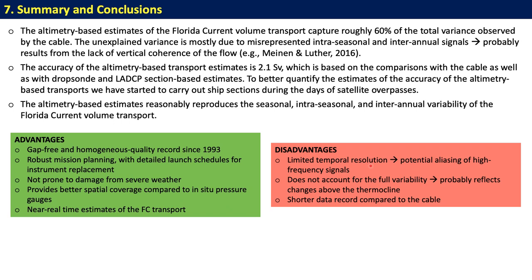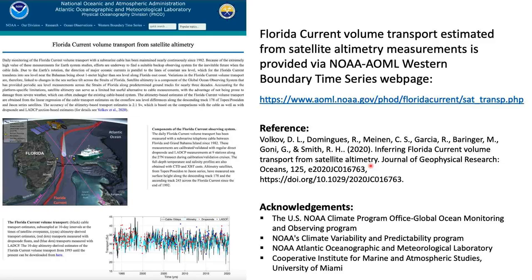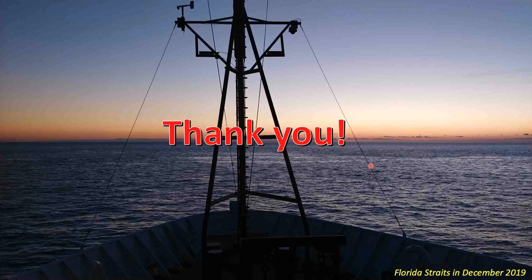So finally, to summarize and conclude, we can say that altimetry-based estimates of the Florida Current volume transport roughly capture 60% of the total variability observed by the cable. And the unexplained variance is mostly due to misrepresentation of intra-seasonal and interannual signals. And this probably results from the lack of vertical coherence of the flow. This still needs to be investigated in more detail.